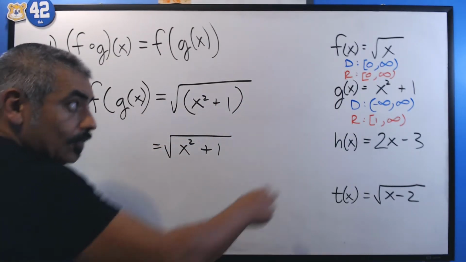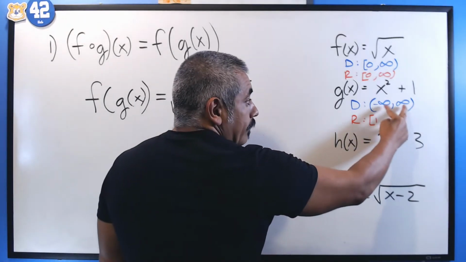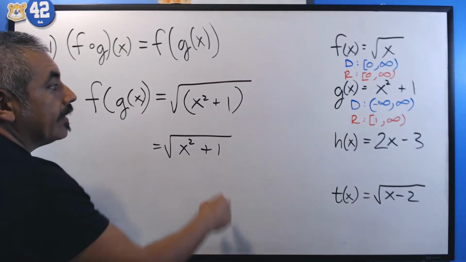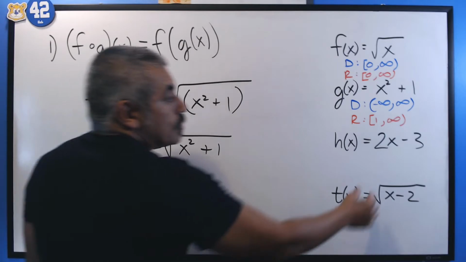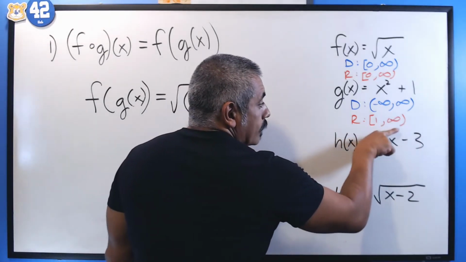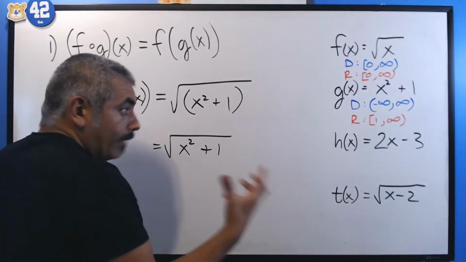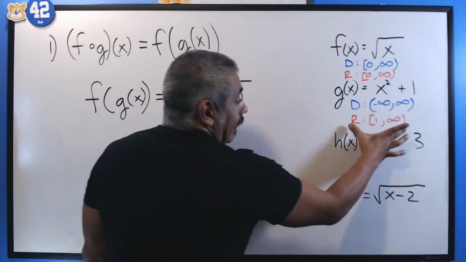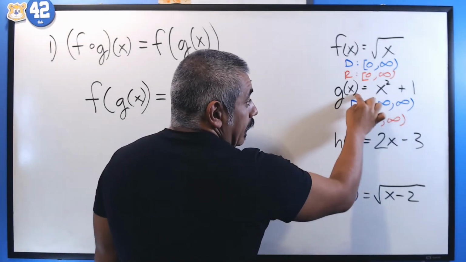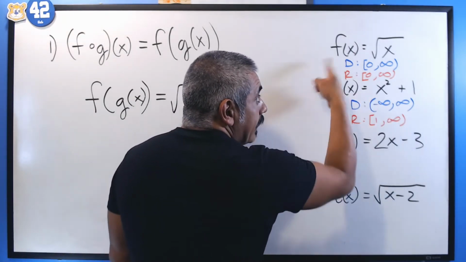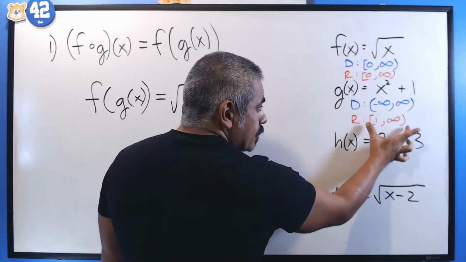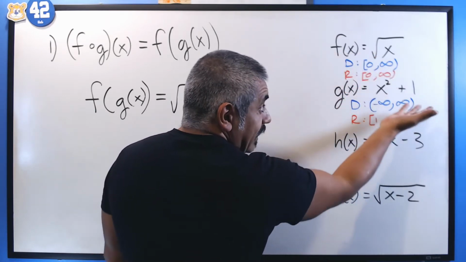Now, based on those inputs that you gave, g is going to give you a few outputs. G is going to give you anything from 1 to infinity. And remember that this output of g now becomes the input of f. So we have to make sure that this value is here, which it is.